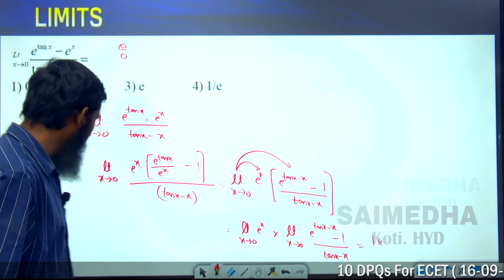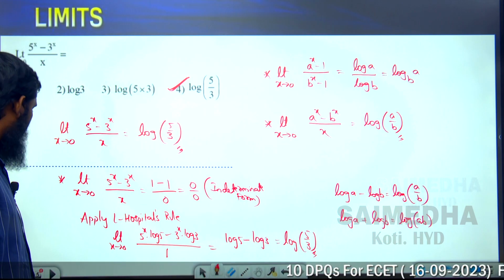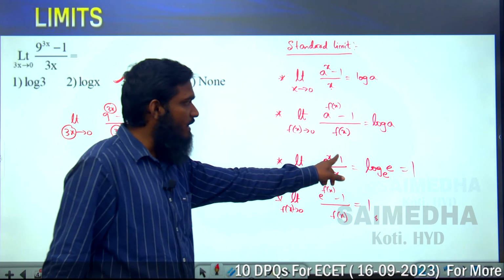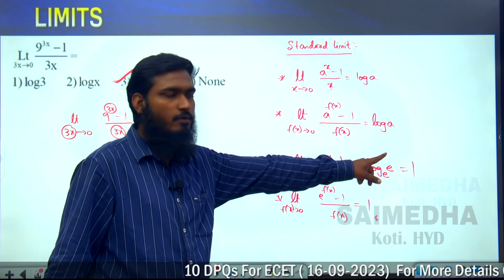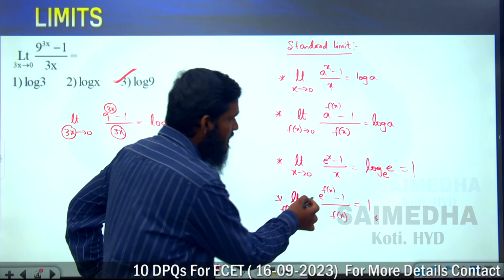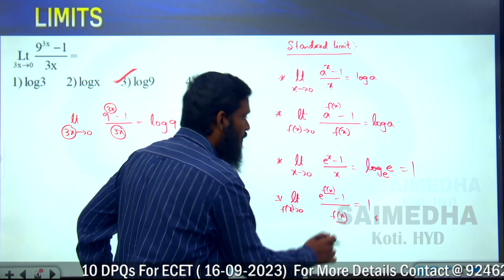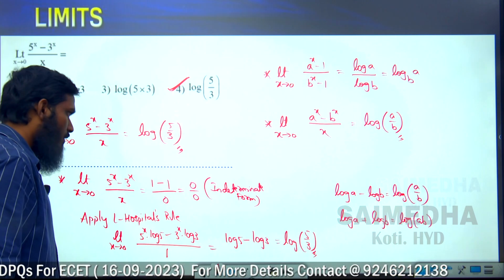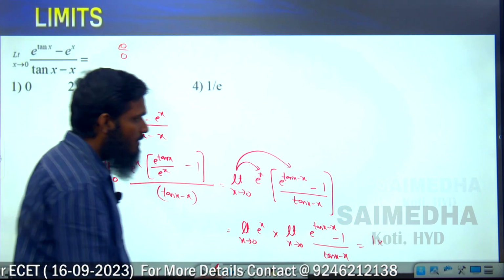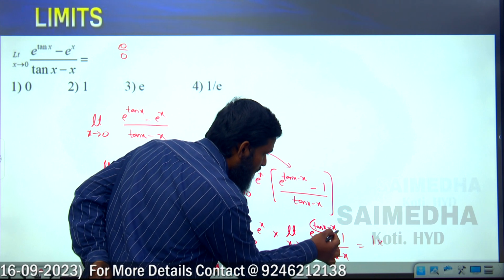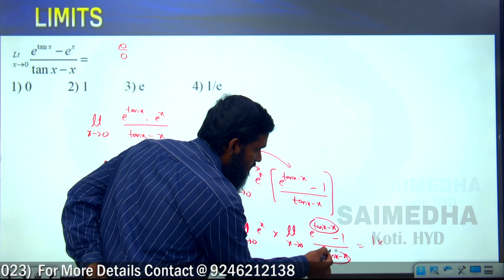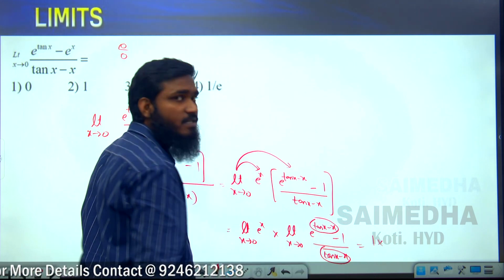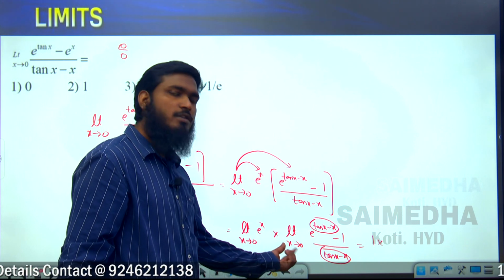Now, just now we have written this formula: (e power x minus 1) by x is equal to log e, which is equal to 1. E power f of x means this f of x part and this f of x part should be same, and similarly this part will be there. Over here this is f of x and this is also f of x. This function is same, this function is same over here. Similarly over here also we will be getting the same part.